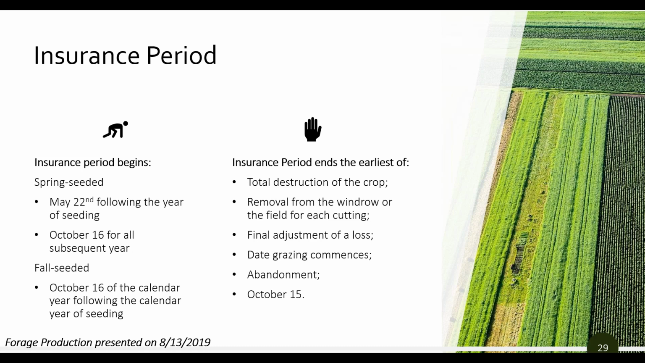The insurance period ends at the earliest of, obviously, total destruction of the crop, removal from the windrow or the field for each cutting, or the final adjustment of a loss. So your insurance company has come out, sent an adjuster, and they've done an adjustment. All the paperwork's been signed, so that would end the insurance period for that cutting or for all cuttings, depending on when it occurred. Or the date grazing commences, and the reason for that is harvest does not include grazing. Abandonment, or October 15th of the crop year.